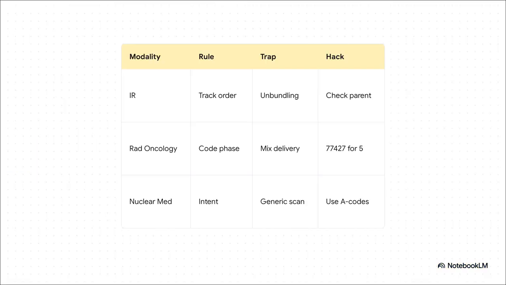And here we are at Section 5, the Radiology Cheat Sheet. All right, get your cameras ready and take a screenshot of this high-yield summary. This is pure gold for exam day. Let's do a rapid-fire review. Interventional radiology. Your core rule is tracking that selective order, your trap is unbundling guidance, and your hack is checking that parent code. Next, radiation oncology. Code strictly by phase, watch out for mixing up delivery and management, and remember that 77427 is your 5-fraction management code. Lastly, nuclear medicine. Intent completely drives your code, don't use generic terms, and always grab those A codes for your supplies.